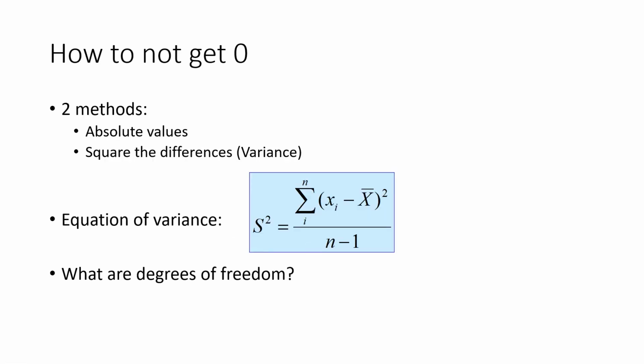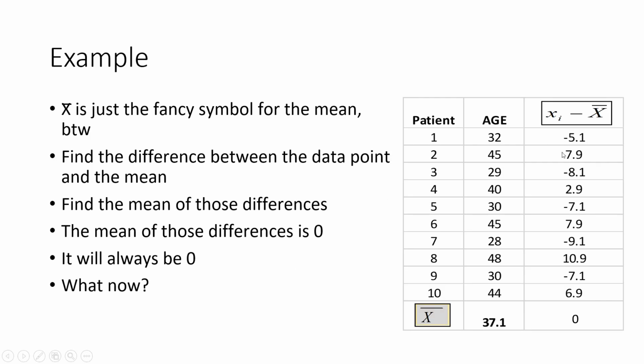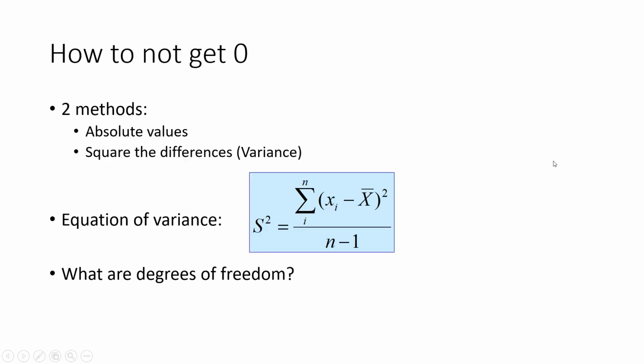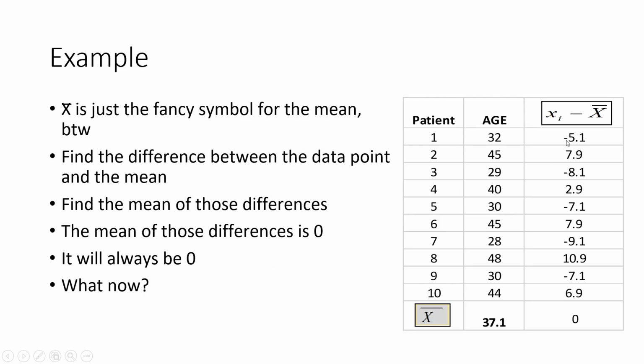Well, there are two methods we can do. We can use absolute values, or we can square the differences, which means we take minus 5.1 and we square it, because if you square a negative, it will always turn positive, because negative times negative is always positive. Or you can do absolute values. I personally think absolute values is a whole lot easier, because what absolute values does is it just goes, negative 5.1, ignore the negative, it's 5.1. Negative 8.1, ignore the negative, it's 8.1. Negative 7.1, ignore the negative, it's 7.1. That's what absolute values does.